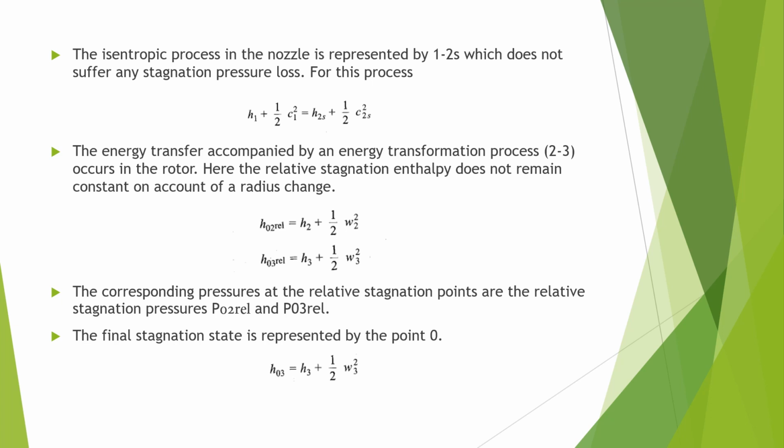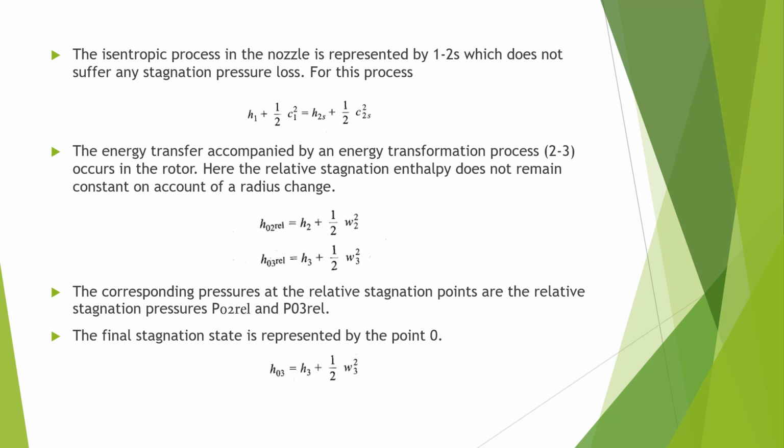The energy transfer accompanied by an energy transformation process, 2 to 3, occurs in the rotor. Here the relative stagnation enthalpy does not remain constant on account of radius change. So the equations will be h02 relative is equal to h2 plus half W2 squared, and h03 relative is equal to h3 plus half W3 squared.